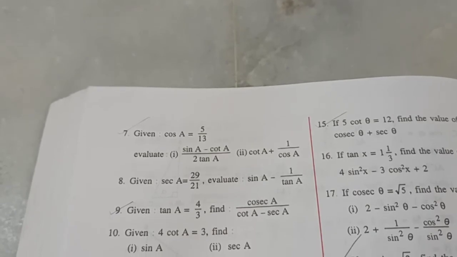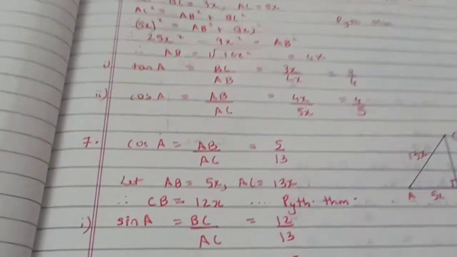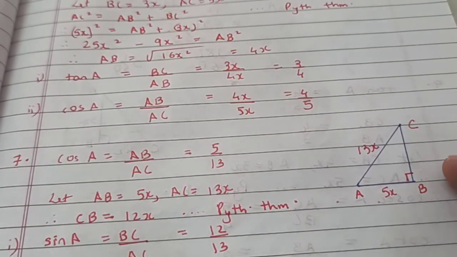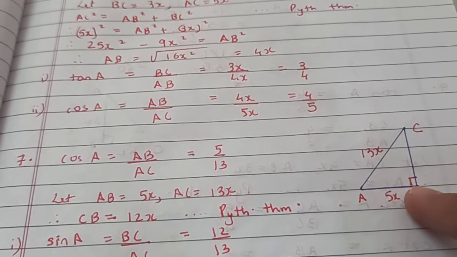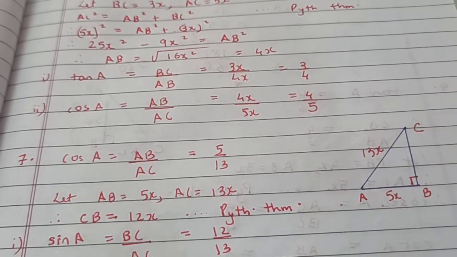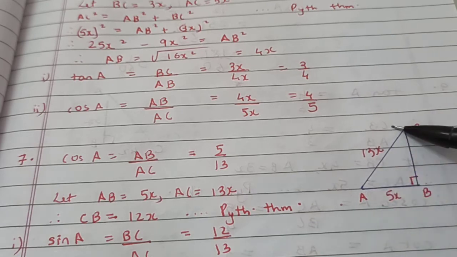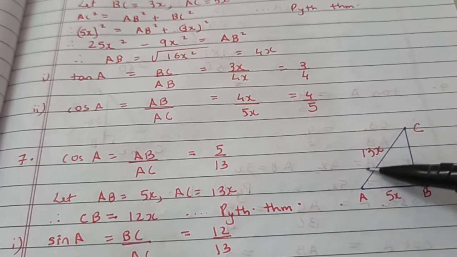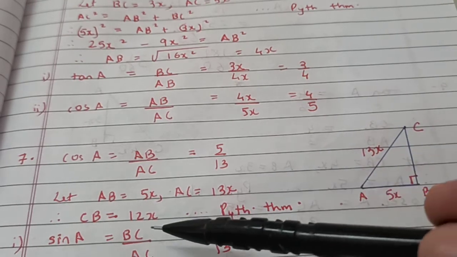Similarly, let's do the 7th sum. So they've given the value of cos A, 5 upon 13, and they've asked us to find certain ratios. So first of all, we draw a triangle. We assume 90 degrees at B. Cos A. So here I've taken A as this, and cos is adjacent upon hypotenuse. That is AB upon AC is 5 upon 13. So assume AB to be 5x and hypotenuse to be 13x. By Pythagoras theorem, we know that CB will be 12x.